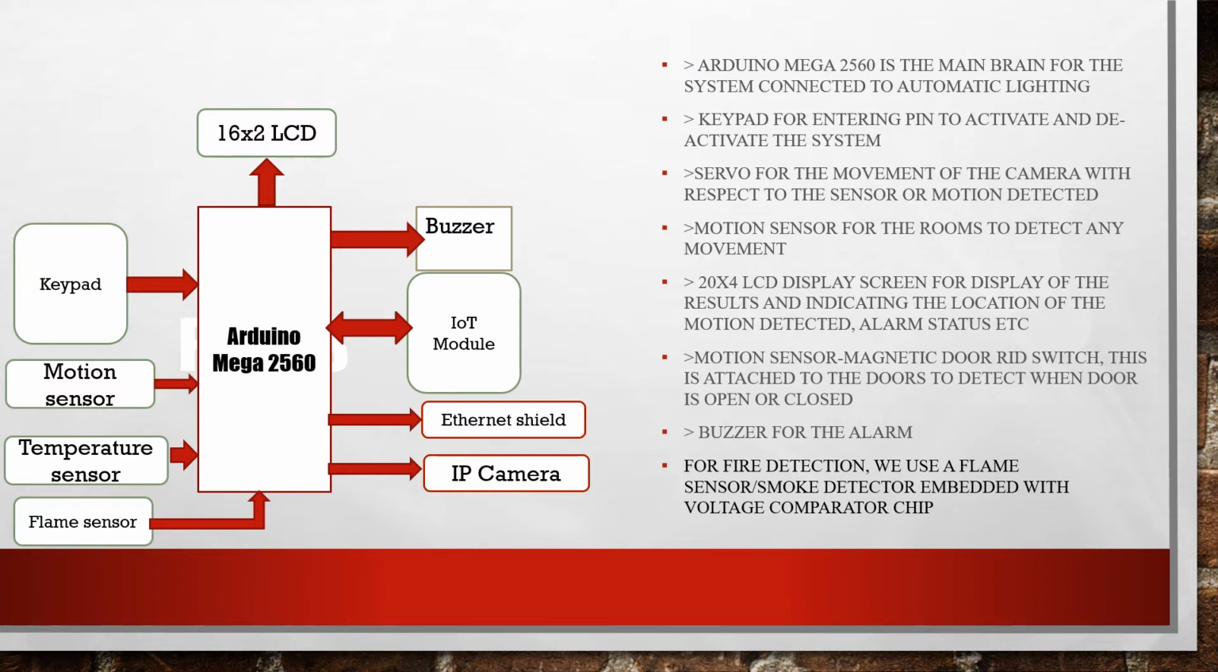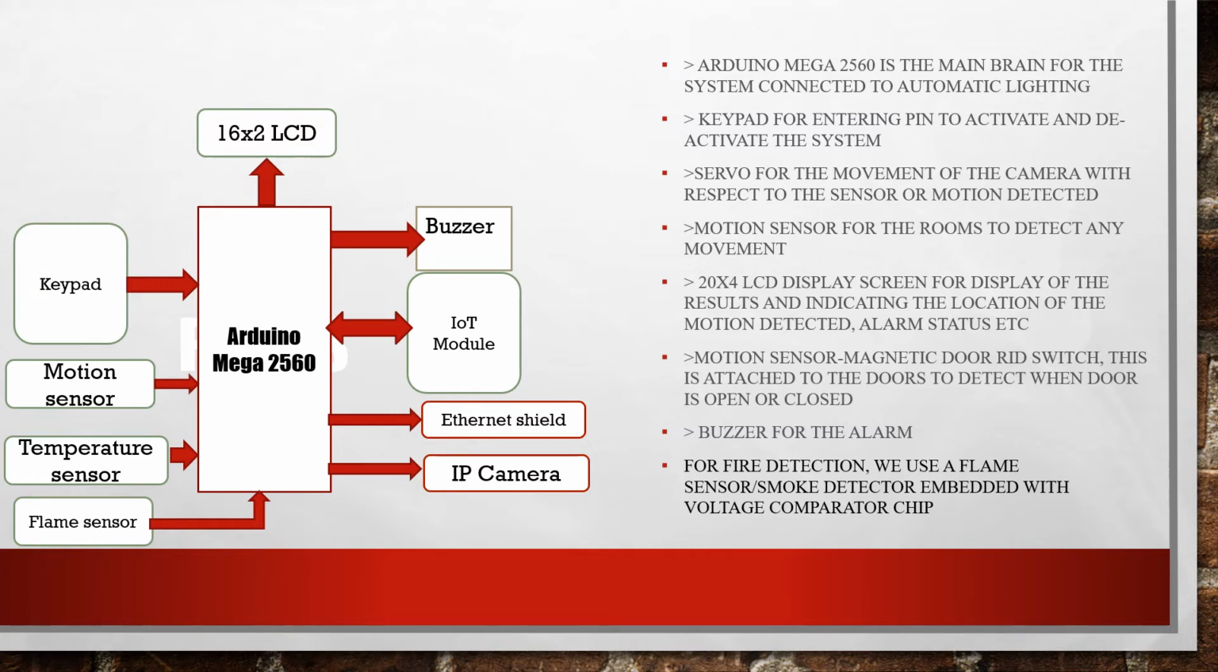Here the Arduino Mega board is used, which will be the main part of the system, called the brain of the system, that is connected to all these elements like a keypad, motion sensor, temperature sensor, flame sensor or smoke detector, buzzer, IoT module, Ethernet shield, and IP camera. These are a few things, and for more advanced versions you have more sensors and more applications here too.